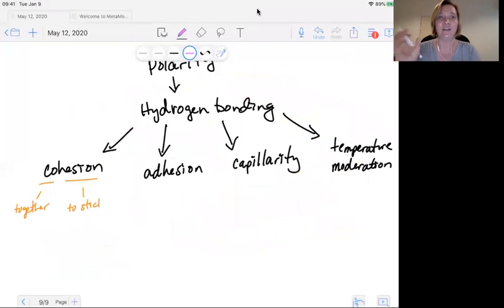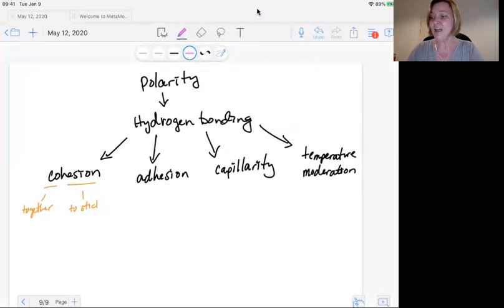Now, here's the key to why this matters. One of the things that I will try really, really hard to do is to make what you learn relevant to your life, because there's nothing worse than learning stuff and being like, when the heck am I ever going to use this in my life? Well, polarity is really important, and there's several reasons why, but I've drawn this flowchart kind of explaining how polarity is related to hydrogen bonding. And then there's 4 main properties of water that result from the hydrogen bonding, which results from polarity. So polarity creates hydrogen bonds, and hydrogen bonds create these 4 properties.